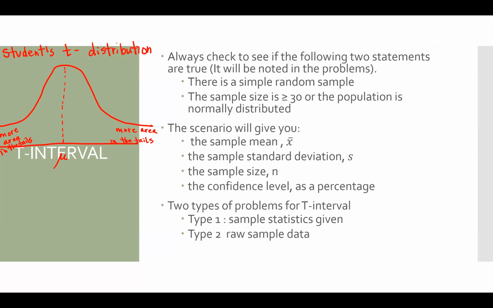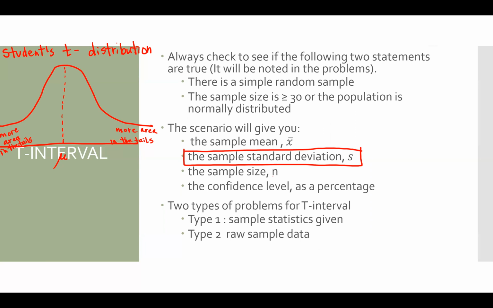In these scenarios, the biggest difference is instead of being given the population standard deviation, you're going to be only given the sample standard deviation. You will still be told the sample mean. You will still be told the sample size. You will still be told the confidence level. But instead of having the population standard deviation, you will have the sample standard deviation.